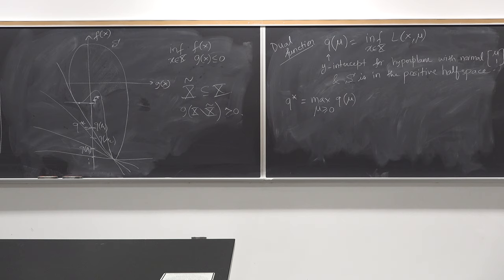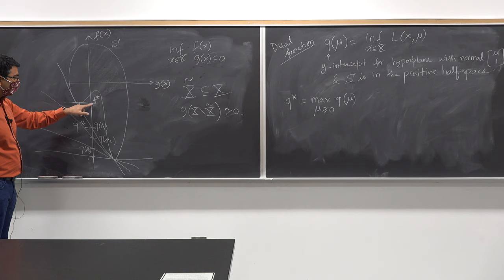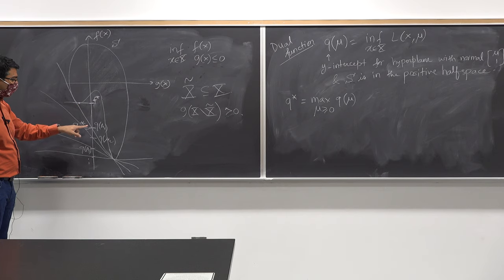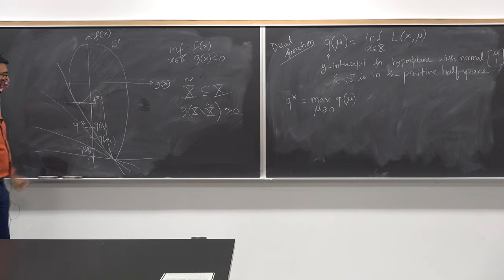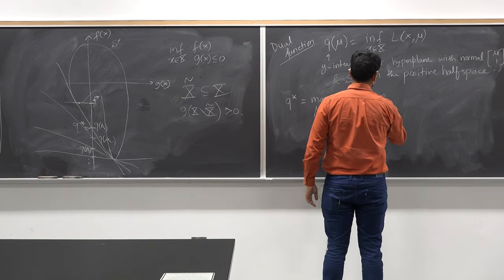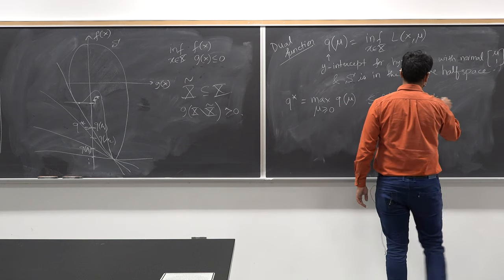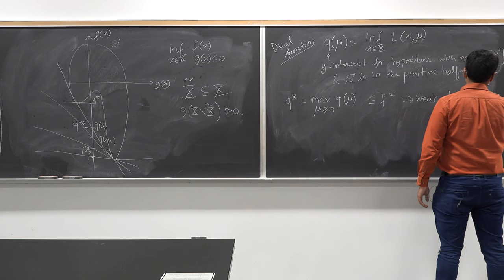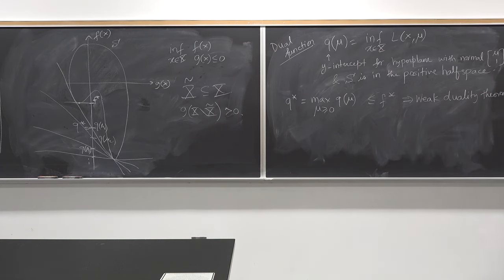What is something fundamental that you see here? We have drawn several such graphs so far, and in some cases we saw that there is an intercept which passes through F star. And in this case, we have seen that there is an intercept, but it doesn't pass through F star, but it is below F star. What does this tell you about a fundamental result? Q star is less than or equal to F star? Q star is always less than or equal to F star. And this is known as the weak duality theorem. So Q star is a lower bound on the optimal value of the optimization problem.